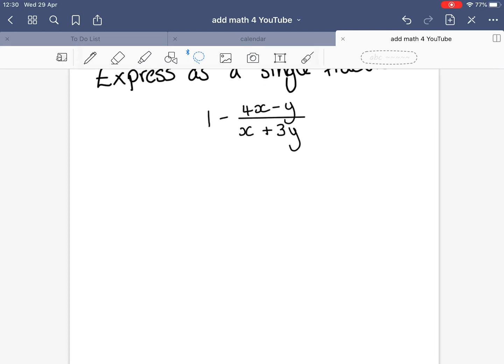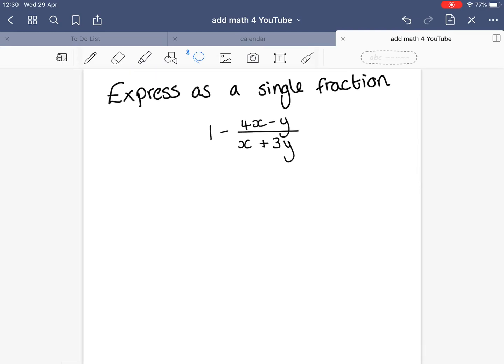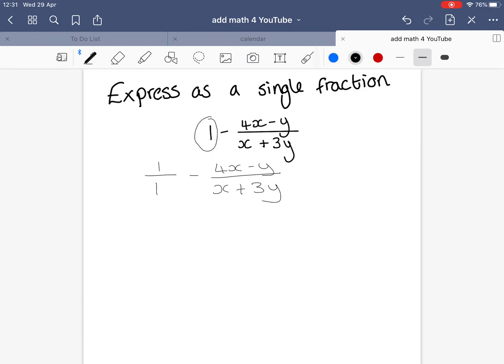Okay, last one. You've got another question which says express as a single fraction. This is a little bit easy. You've got 1, subtract all of that fraction. When we've been doing things normally, we've had 2 fractions and multiplied one by the denominator of the other one and vice versa. So this number 1 can be written as 1 over 1. So it's actually 1 over 1, take away 4x minus y over x plus 3y.